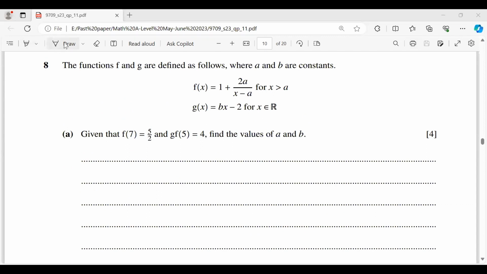The functions f and g are defined as follows, where a and b are constants. Now, given that f of 7 equals 5 over 2 and gf of 5 equals 4, we are going to find a and b. f of 7 means x equals 7, so 1 plus 2a over 7 minus a equals 5 over 2.